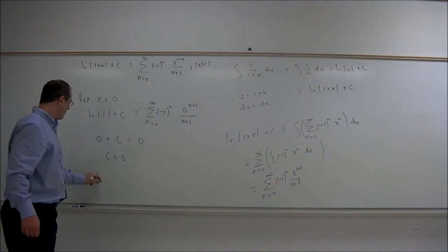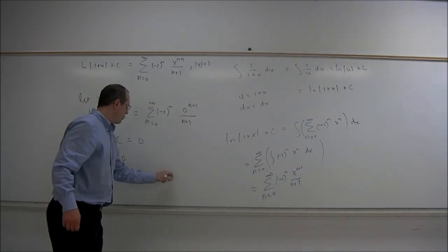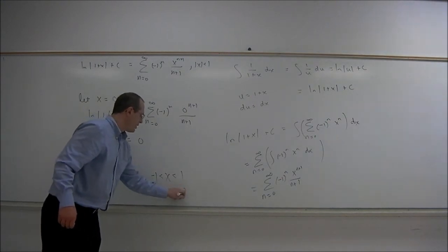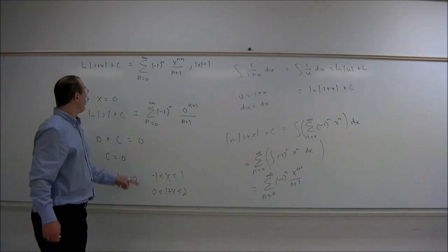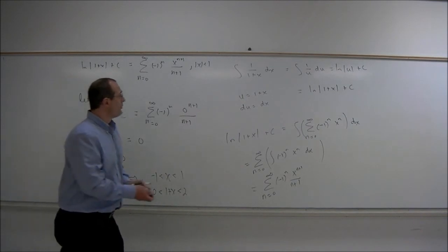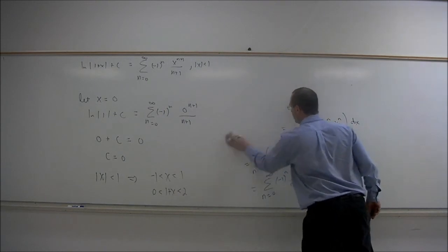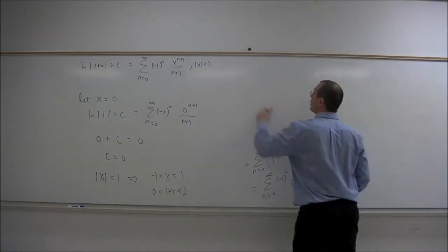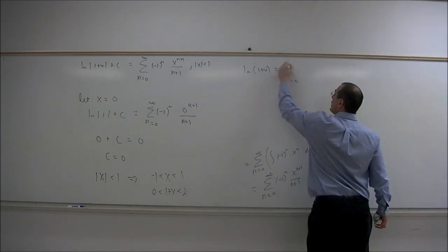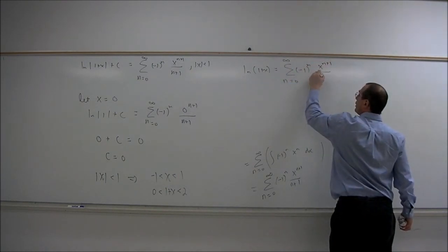And since the absolute value of x is less than 1, that means that x is between negative 1 and 1, and that means that 1 plus x is at least 0 and less than 2. So we don't need absolute values around the 1 plus x in this formula either. The c is 0, and the absolute values can be dropped, and we get a nicer form. We get the log of 1 plus x is equal to the summation n equals 0 to infinity, negative 1 to the n, x to the n plus 1 over n plus 1.